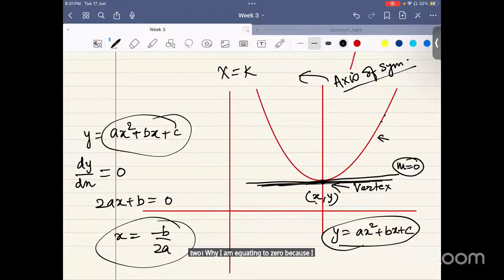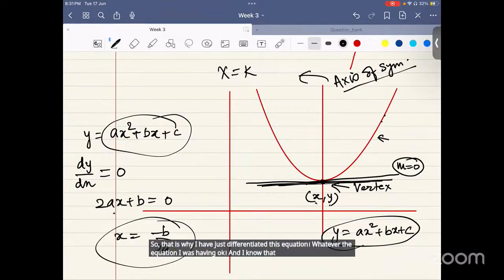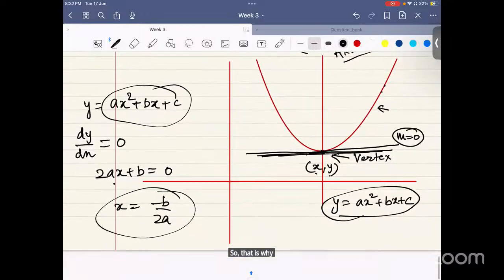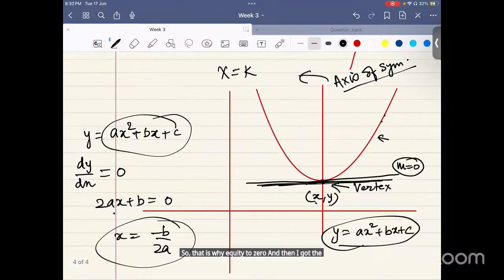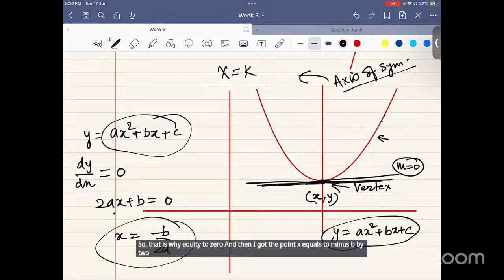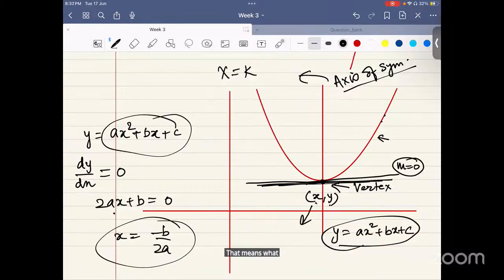Why am I equating to 0? Because I already know that at this vertex, the slope is 0. So that's why I have just differentiated this equation, whatever equation I was having. I know that if I put x equals this, whatever I have differentiated, at that particular point, the slope will be 0. So that's why I equated to 0. And then I got the point x equals minus b by 2a. That means x is minus b by 2a.